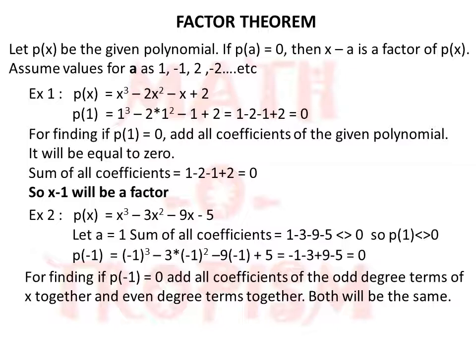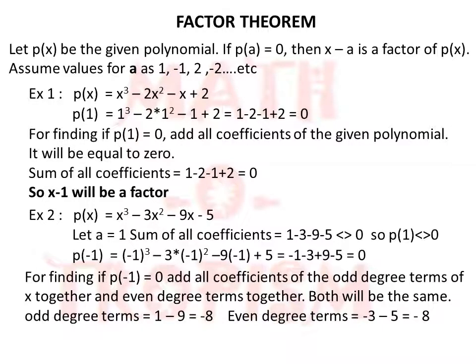So what are all the odd degree terms here in this p of x? The x cube term and the x term, and the even degree terms are the x squared term and the constant term. So when I take odd degree terms, it is 1 minus 9, which is equal to minus 8, and if I take the even degree terms, it is minus 3 minus 5, which is equal to minus 8. So when we see that the odd and even degree terms' sums are the same, then p of minus 1 will be 0, or otherwise x plus 1 will be a factor.